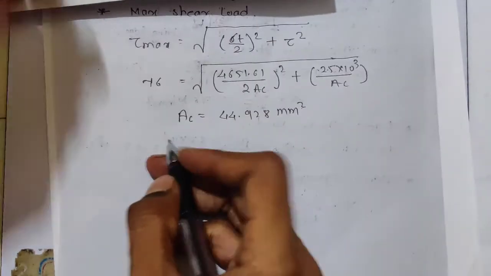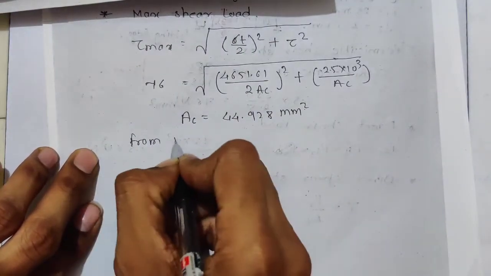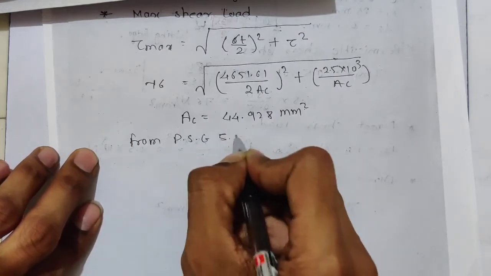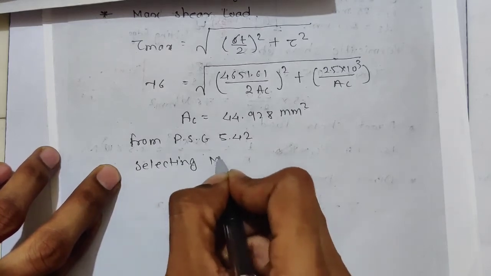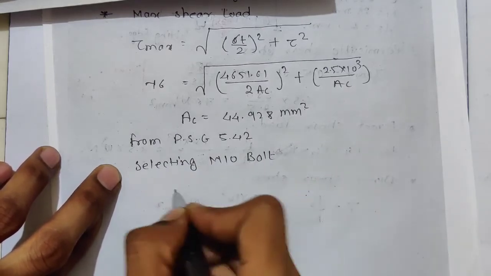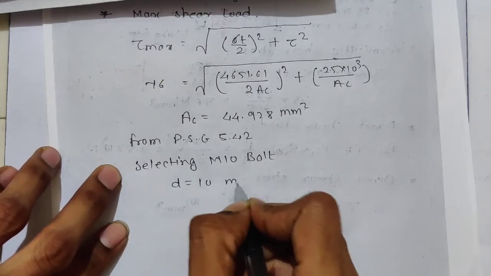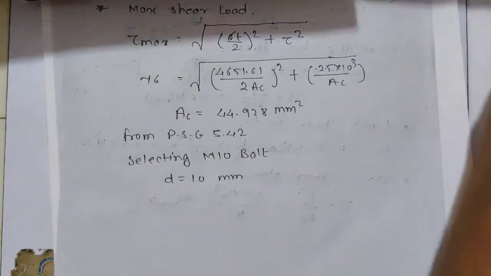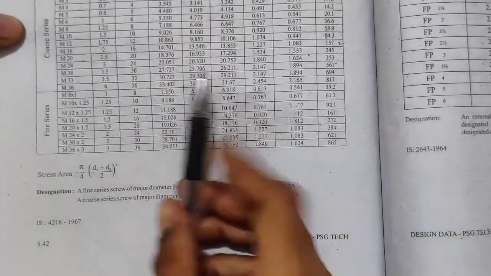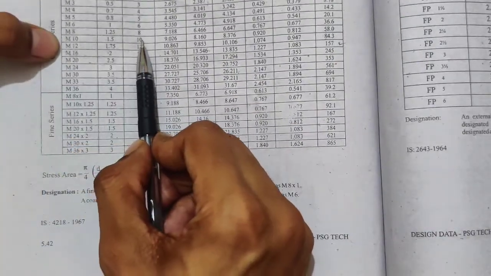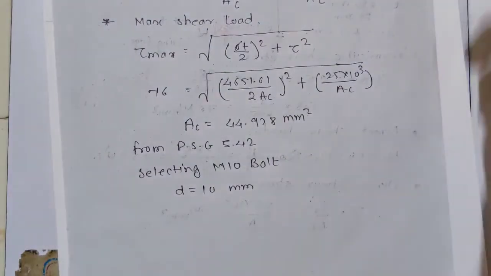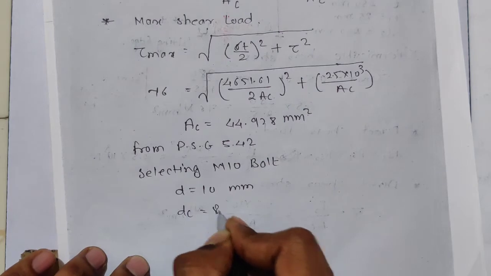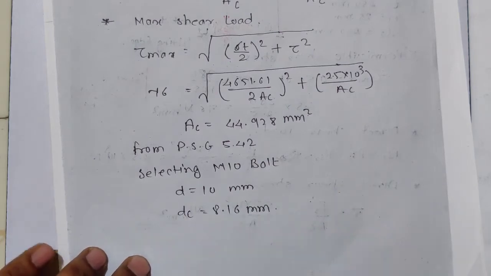Okay, so from PSG 5.42, selecting M10 bolt which has D equal to 10 mm. You can see over here, for the M10 bolt the major diameter is 10 and the minor diameter is 8.16, and DC is equal to 8.16 mm. Hopefully you have understood this sum.